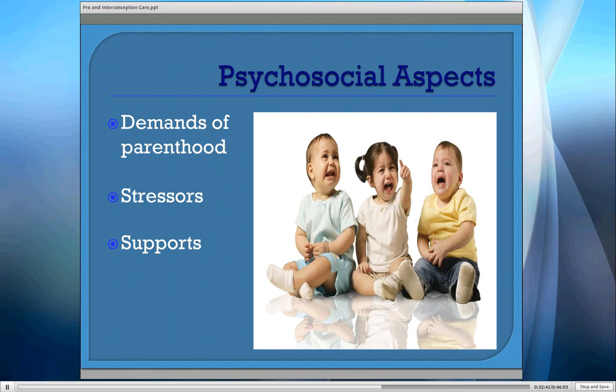Health promotion should also address the psychosocial aspects of pregnancy and parenting. Patients planning a pregnancy should be counseled about preparation for parenthood. Children are a blessing, but they're also a profound responsibility. Parenting is a full-time job that requires time, energy, resources, and patience. An inventory of stressors and supports can help families identify what resources may be available to help them meet the many challenges of raising children.